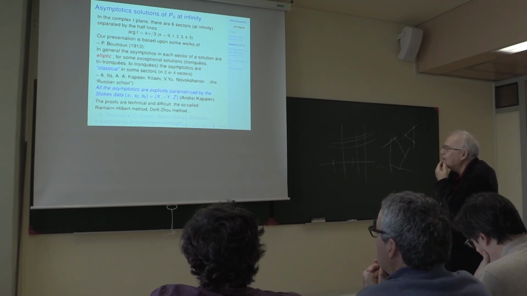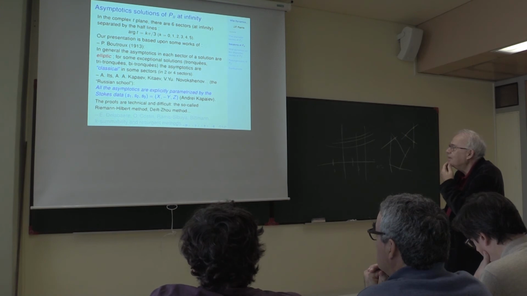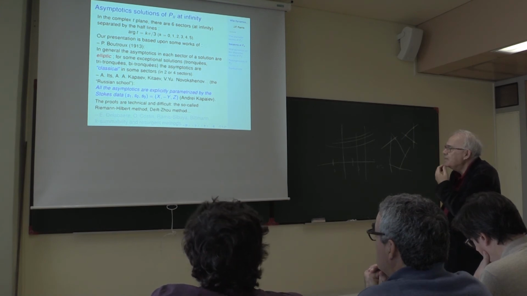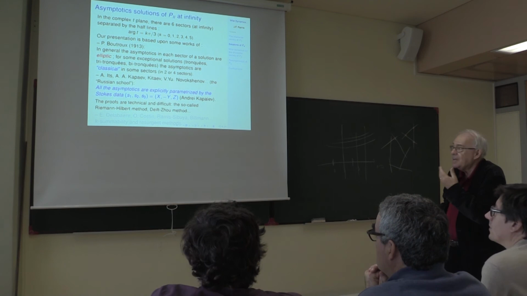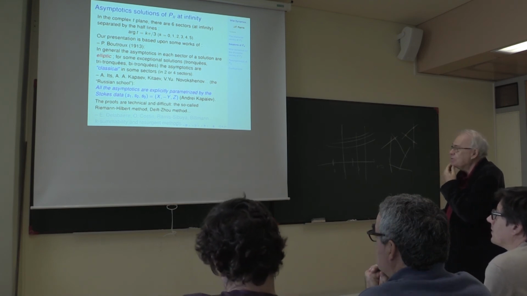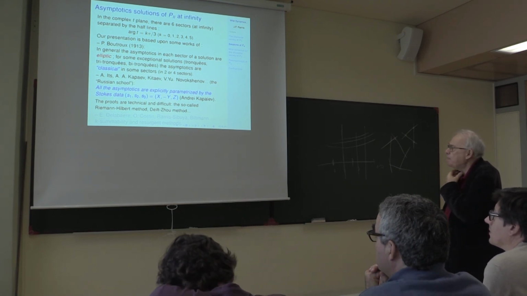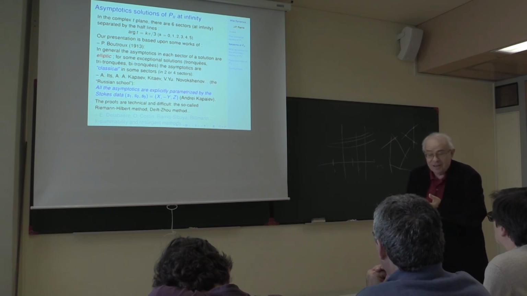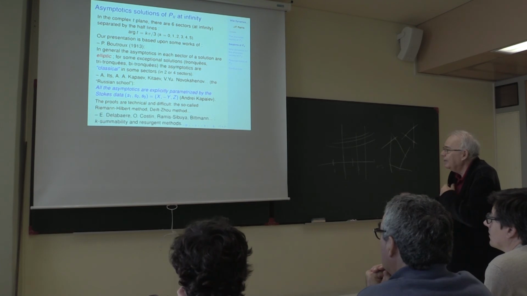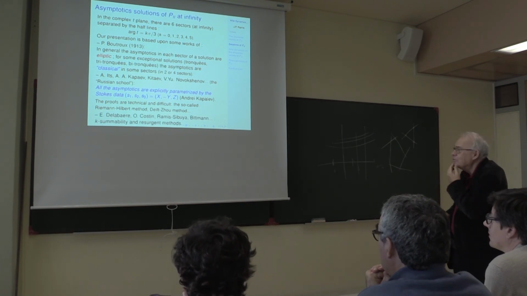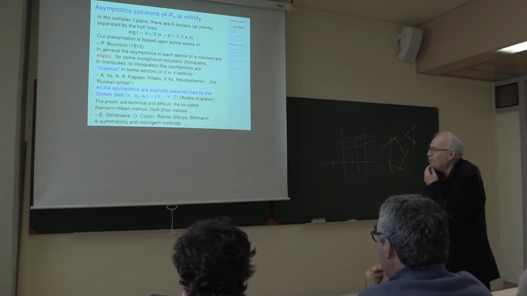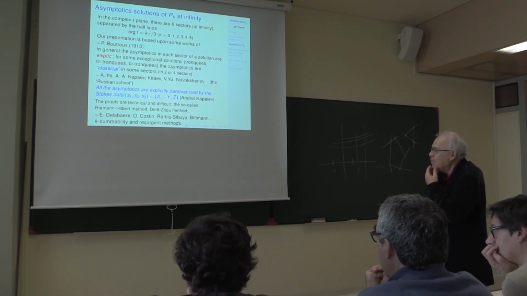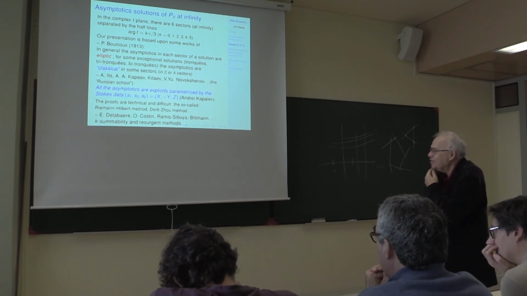Okay, and what the work of Its and Kapaev says, roughly speaking, is that the classical asymptotics of these exceptional solutions are explicitly parameterized by the Stokes data. And as I explained before, the proofs are difficult, but the results are simple. It's simple to state the result. And it's also possible to prove such things using other techniques like k-summability, Écalle resurgence, and so on.